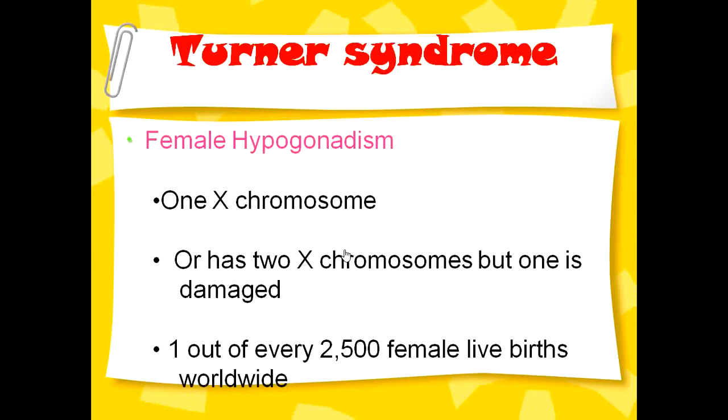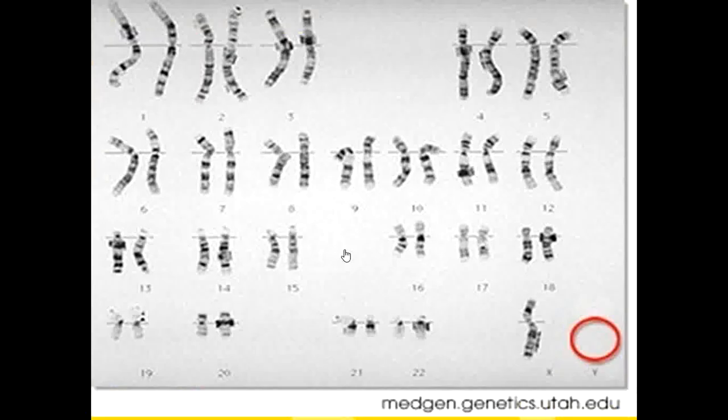Turner syndrome is the cause of female hypogonadism. It is due to one X chromosome, or two X chromosomes but one is damaged. Incidence is 1 out of every 2500 female live births. Here you can see karyotyping shows absent Y or absent X chromosome. So they have just a single X chromosome.